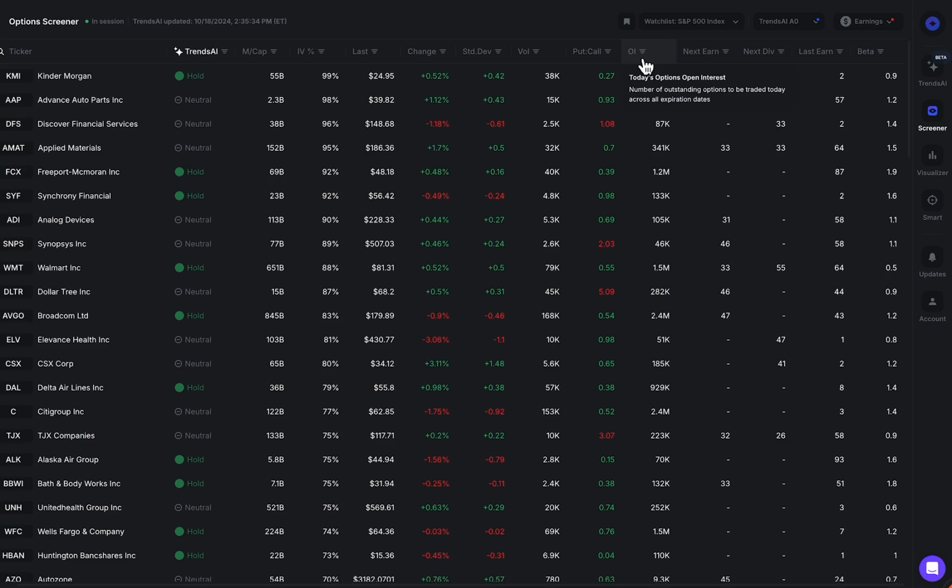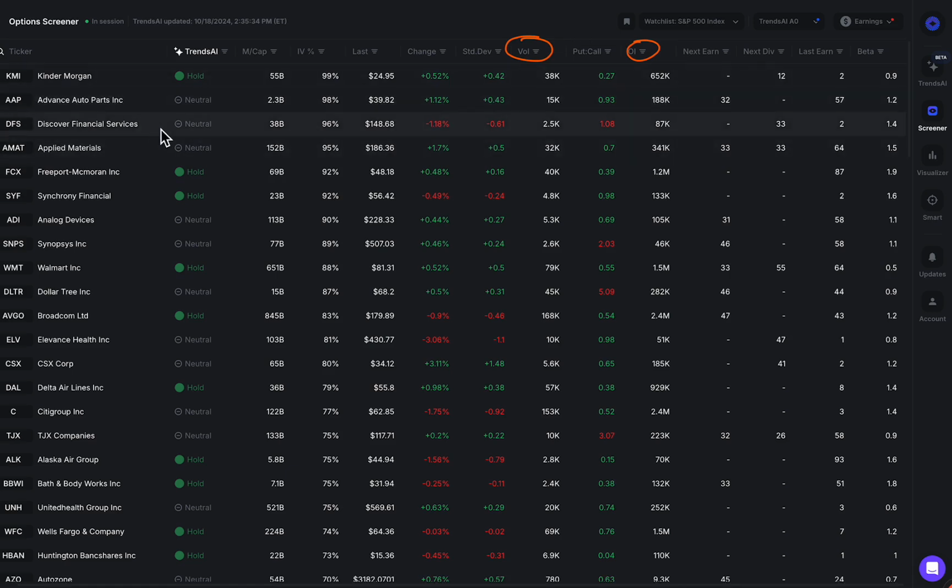Next up, we have the open interest. Open interest and volume are going to be two very, very similar columns. The open interest will be implying the number of options outstanding that were traded across all expiration dates. And this is for today only. The open interest reveals how many options contracts are currently open within the broader market on that particular stock.